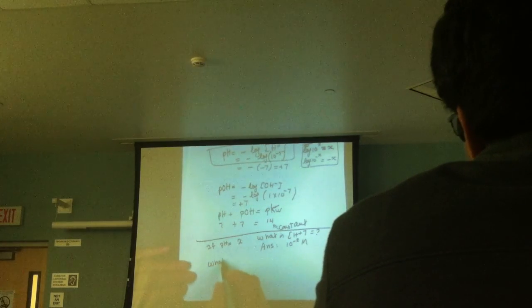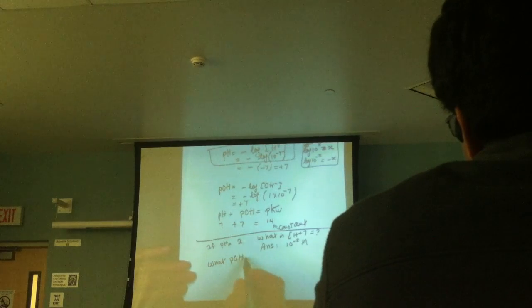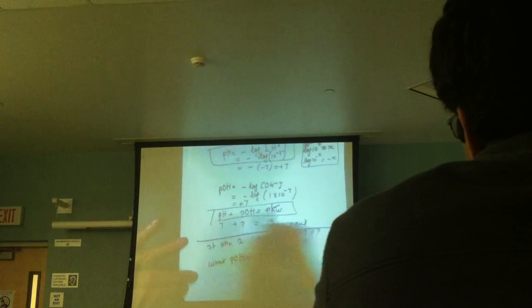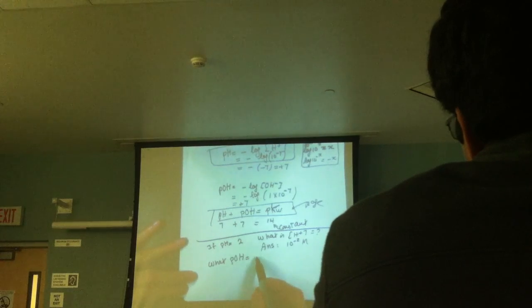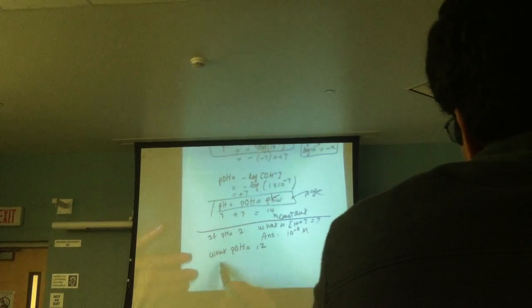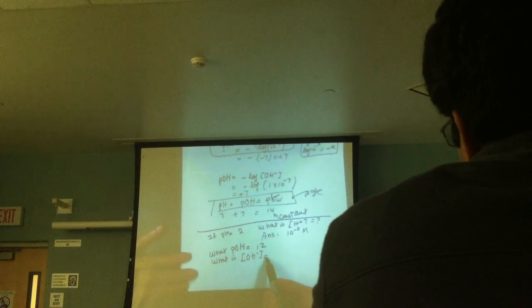What is the pOH? That's given on page 2. What should be the pOH? No, pOH. 12. Thank you. What is hydroxide? You're good.